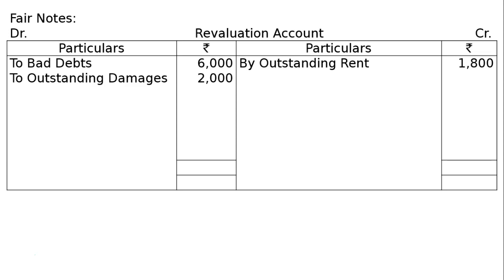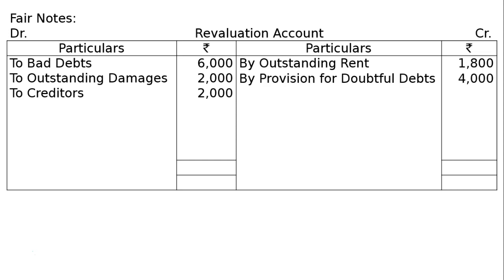Next one is to outstanding damages rupees 2,000. Damages increased. Increase in expenditure or liability. This is a loss or expenditure to the firm. To outstanding damages rupees 2,000. Next one is to creditors, because adjustment 4 tells us creditors are to be paid rupees 2,000 more. Increase in liability is an expenditure or loss to the firm, to creditors 2000 rupees.